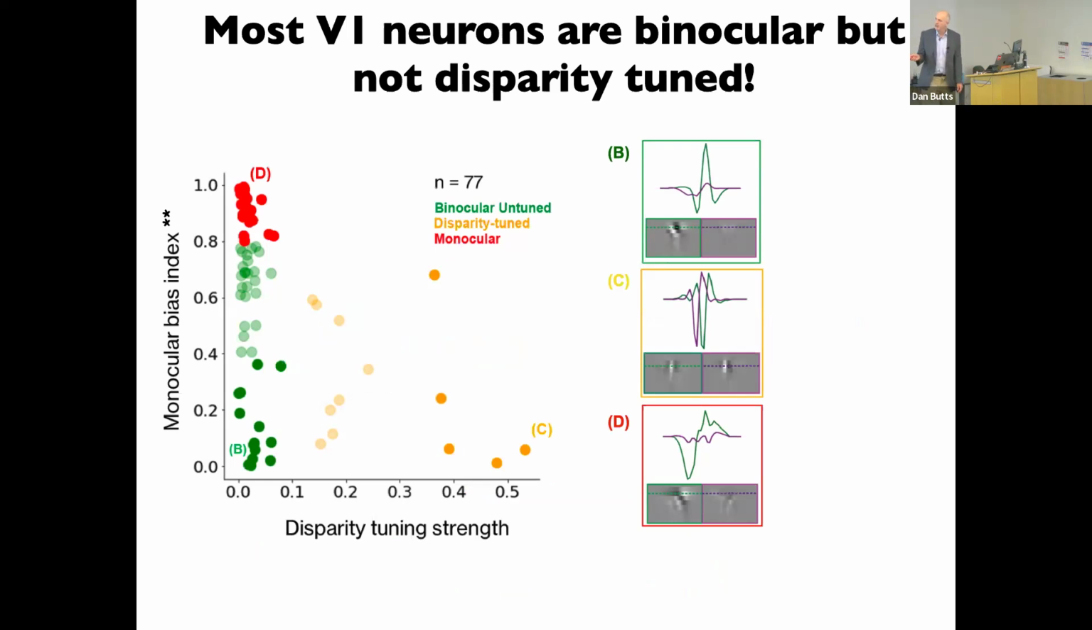And what you can see is there's a handful of cells that are monocular, and of course they're not disparity selective. But then you have a big raft of cells that is binocular, but not disparity selective. And this color code, green, yellow, red will sort of convey this. So the disparity selective cells are yellow.